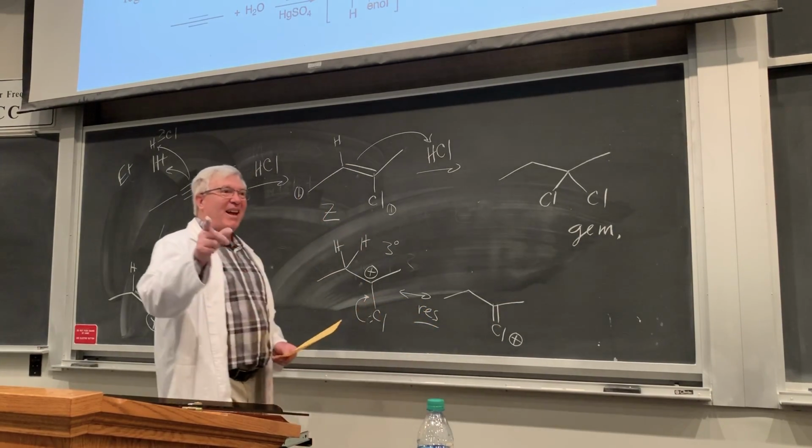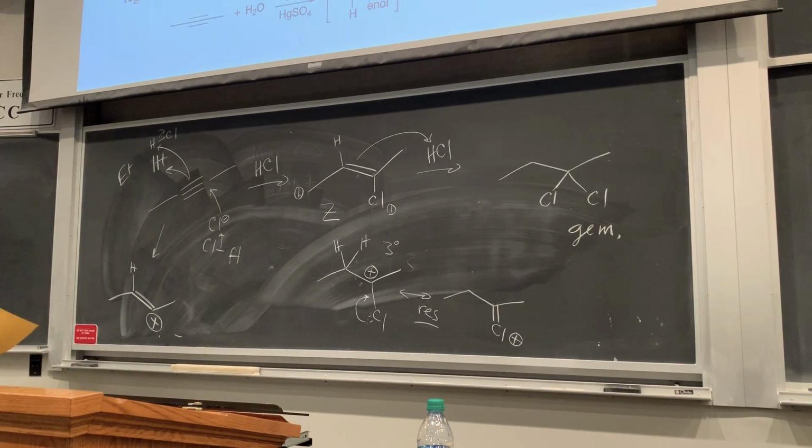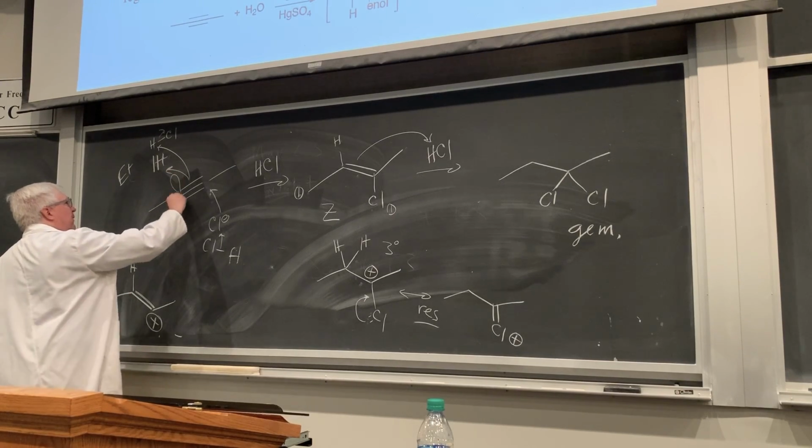Okay, questions on that? Yeah, Isaac. So in the first part of the mechanism, why isn't it possible for the chloride to attack on the same face that the alkyne attacks the proton and get syn addition?